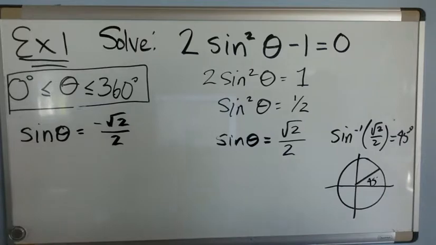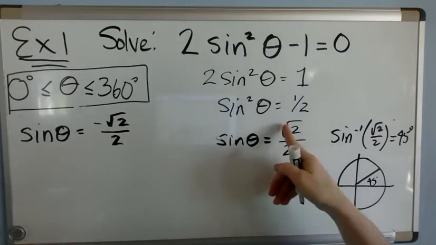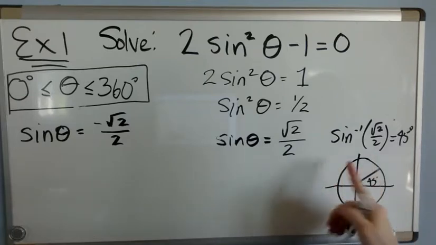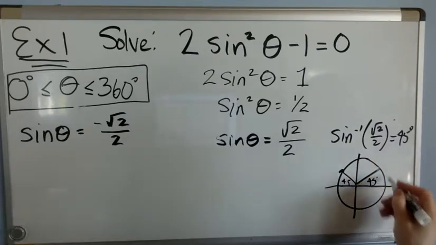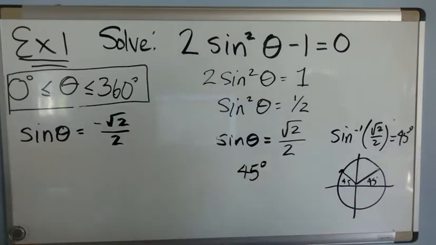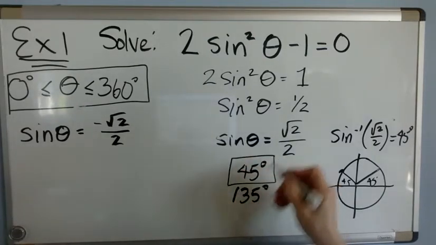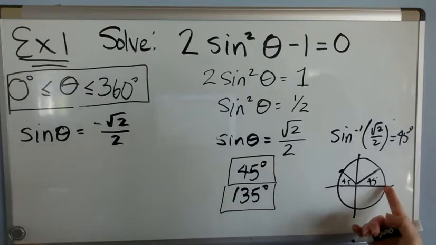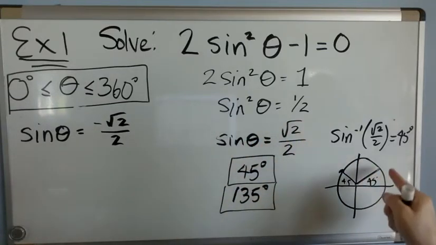Remember, we want to find all angle measures that have a sine value of root 2 over 2. Sine is positive in quadrants 1 and 2. So I want to find this angle as well, which is going to be 180 degrees minus 45 degrees. And 180 degrees minus 45 degrees is 135 degrees. So those are the two angle measures that make sine of that angle measure equal to positive root 2 over 2.